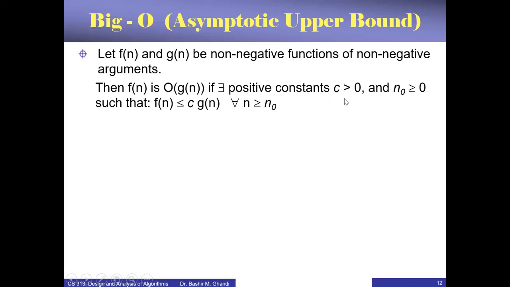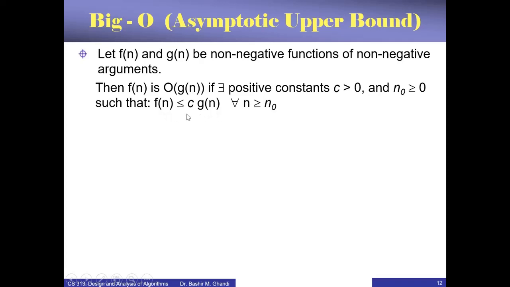Therefore, we only need to find one constant c, which is strictly positive, and an n naught, which must be non-negative, such that f(n) is always less than or equal to c times g(n). So what we are saying is f(n) is bounded by g(n), or some constant multiple of g(n). It will never be greater than c g(n). If that is the case, f(n) is said to be big O of g(n).